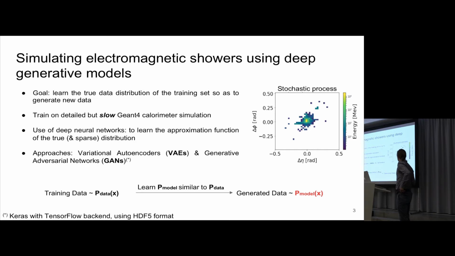And we actually train not on the data themselves, but we train on simulated data, which is produced by Geant, and which is inherently slow. And that's the reason why we want to speed this up by doing inference using these generative models. All of the material I will show is based on Keras with TensorFlow and using HDF5 formats.